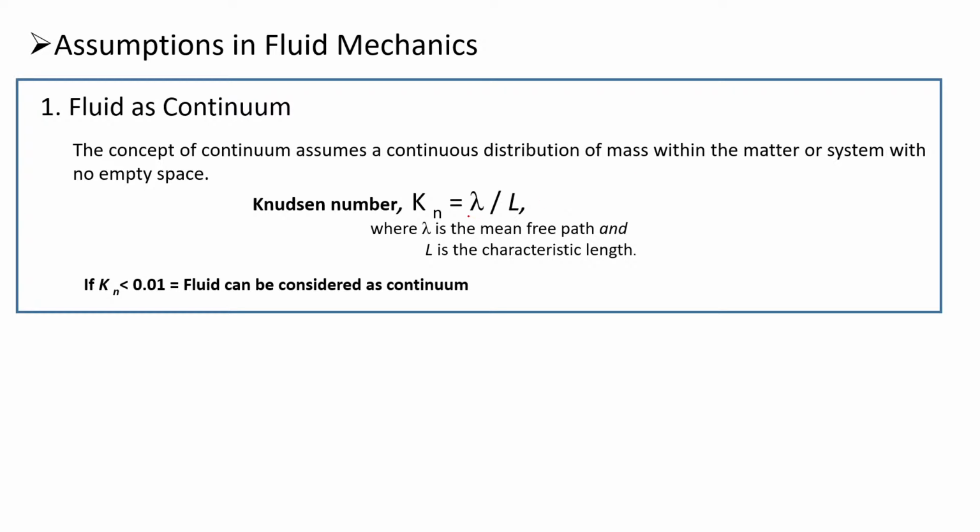So this Knudsen number is a non-dimensional number. It is the ratio of mean free path to the characteristic length. If Knudsen number is less than 0.01, then we can say that fluid can be considered as continuum. Otherwise, fluid is not continuum. Now, whatever the laws and things we are learning in this fluid mechanics course, these are all applicable when the fluid is continuum. When the fluid is not continuum, some of these laws are not applicable.